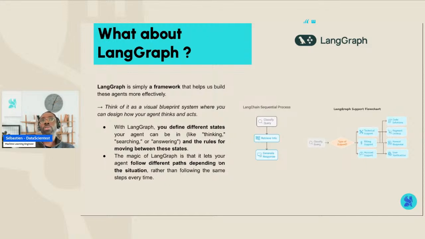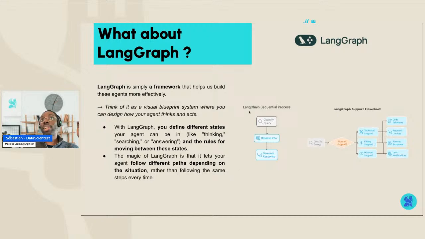So the magic of LangGraph is that it lets your agent follow different paths depending on the situation. So you don't code the path. You simply describe the logic. It means, okay, between this step and this step, this is the rule, and that's it. And the agent will, on its own, find out if this needs to be followed or not.